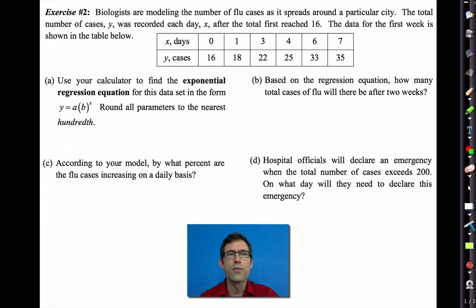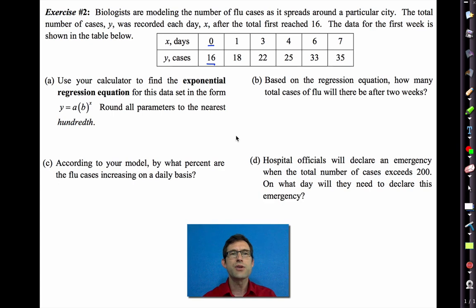In exercise number 2, biologists are modeling the number of flu cases as it spreads around a particular city. The total number of cases, Y, was recorded each day X after the total first reached 16. So on day 0, we recorded 16, and then each day afterwards we recorded a certain number of flu cases. The data for the first week is shown in the table below. All right. Notice not every day is represented. We don't have the second day or the 5th day, right?